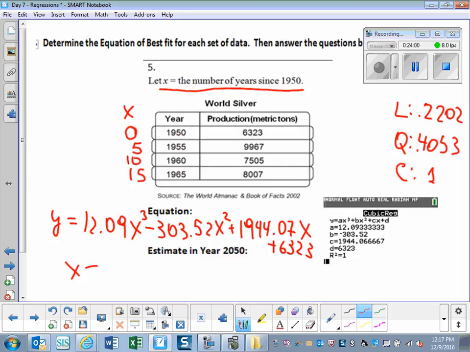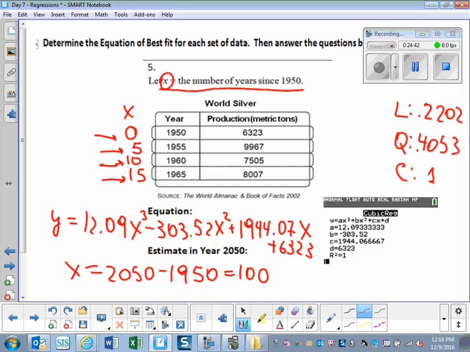What should my x be for 2050? Aram, what should my x be? What is it? Somebody said something? What is my x? The number of years since 1950. Remember, we transferred all these numbers to x. So what would be the x for 2050? Yeah, 2050 minus 1950, which is 100.